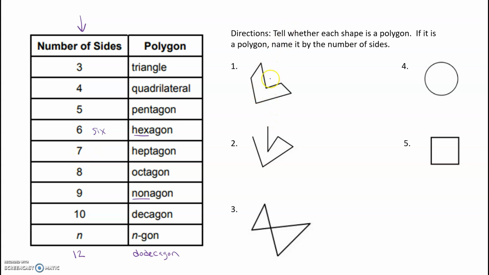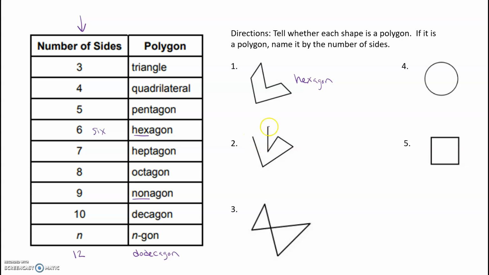So first we're going to determine, is it a polygon? So here I see all straight lines, no curves, a closed space. So yes, that's a polygon. So we're going to name it. We're going to say 1, 2, 3, 4, 5, 6 sides. We're going to call this a hexagon. Might not be a normal hexagon, so it doesn't have to be regular. It just has to have 6 sides to be called a hexagon.